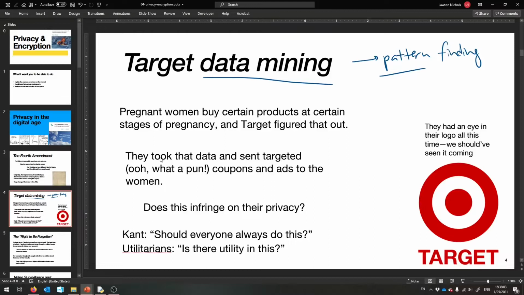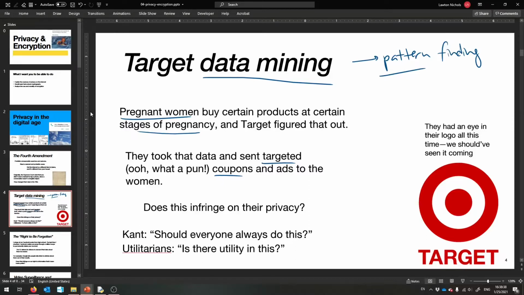So the idea is, it's really fun to think about how you can use data mining to do stuff like this. Pregnant women like to buy certain products. I think that's an obvious thing. And they like to buy those products at certain stages of pregnancy, okay? And Target noticed that, and they used that to their advantage. So what they did is they took that data and rolled with it. They sent targeted ads, which is the most beautiful pun in this set of slides, probably this entire class. Targeted coupons and ads to those women, okay?